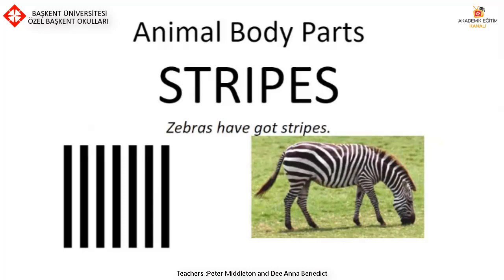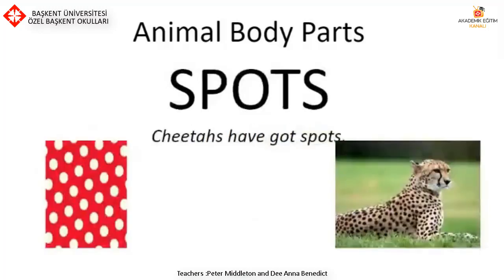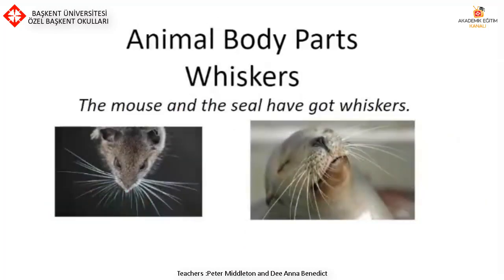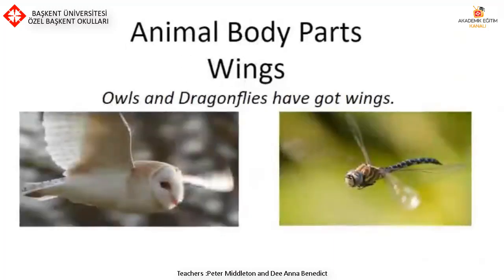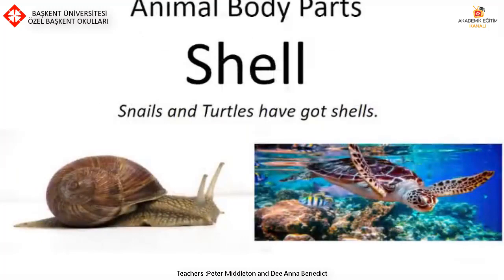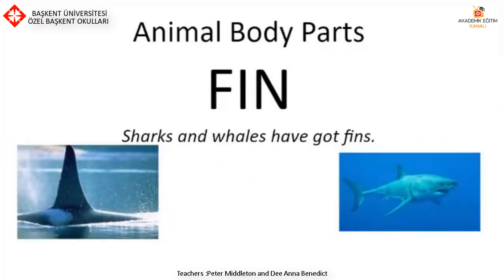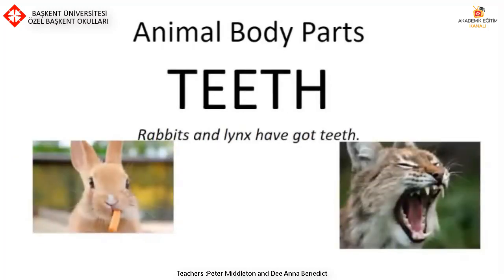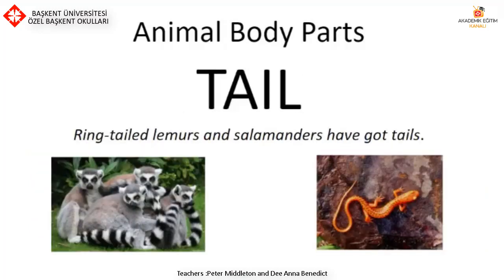This is a zebra. A zebra has got stripes. This is a cheetah. A cheetah has got spots. Look at these animals. They have got whiskers. The mouse and the seal have got whiskers. These animals have wings. Owls and dragonflies have got wings. Look at these animals. The snails and turtles have got shells. Here is a fin. The sharks and whales have got fins. Teeth. Rabbits and lynx have got teeth. So do we. Tail. Ring-tailed lemurs and salamanders have got tails.